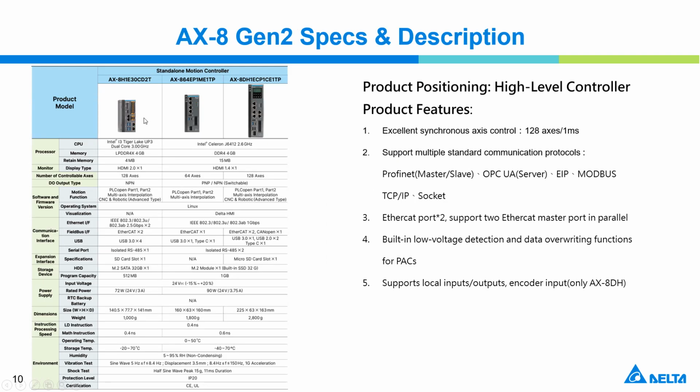Okay, and here I list the three kinds of generation 2 modules, and you can see the details here for the CPU, memory, and the number of controllable axes. You can see that the maximum for some of them can support 128, and the operating system is always Linux, which means for generation 2, we will not have the Windows type. We only have the Linux type.